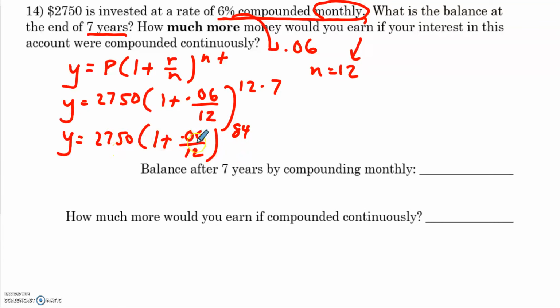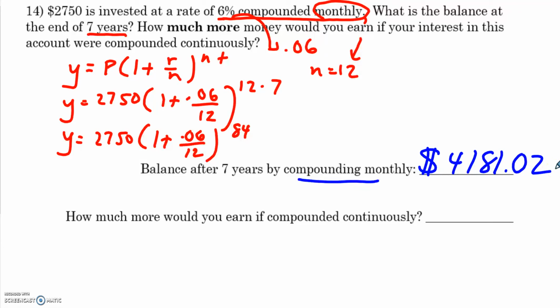So let me repeat that. You would take 0.06 divided by 12, press enter. Without erasing it, press +1. Without erasing it, press the little caret key and raise it to the 84th power. And then multiply everything you already have in your calculator times 2,750. And if you do, your answer should be $4,181.02. If you did not get that, please go back and try it again until you do.